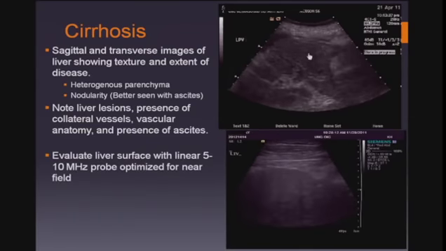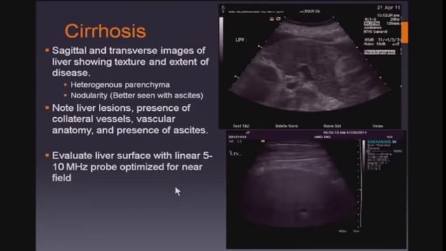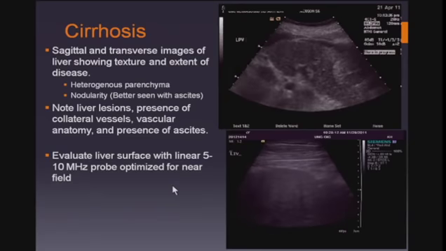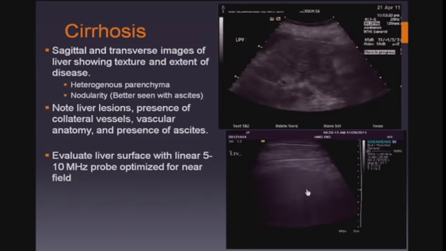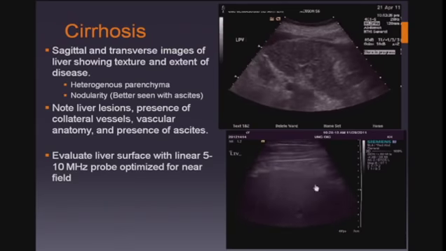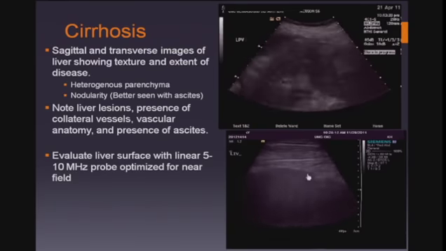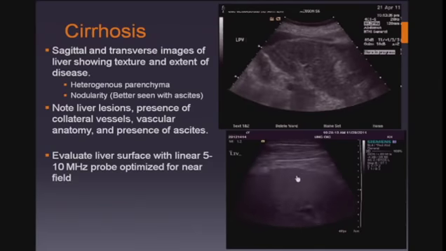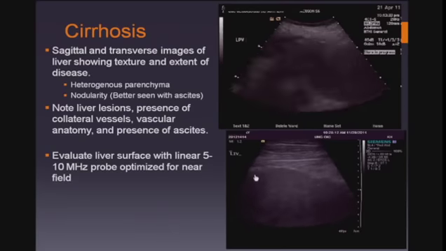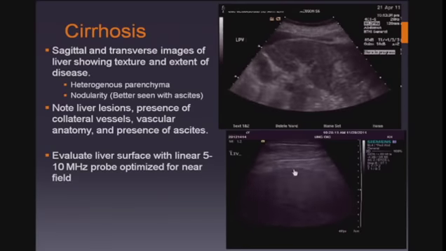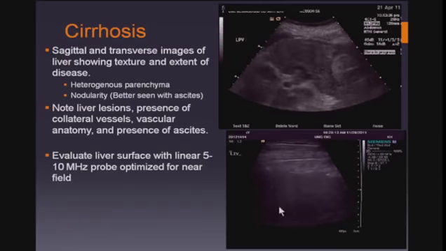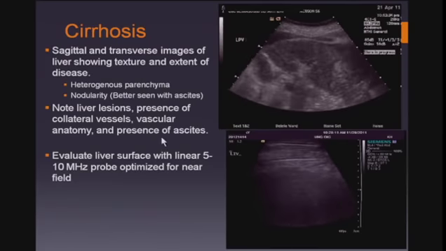If there is no ascites present, one can increase sensitivity for detection of nodularity and abnormal liver parenchyma by evaluating the liver surface with a high-frequency probe. Here, a linear 5 to 10 megahertz probe has been optimized for the near field, and it demonstrates nodularity on the liver surface as well as a heterogeneous echo pattern consistent with cirrhosis.